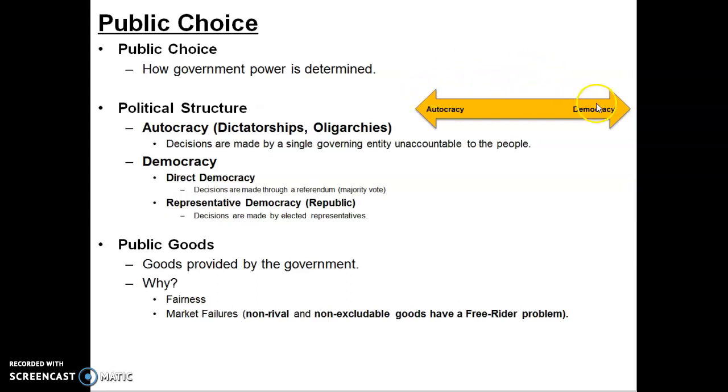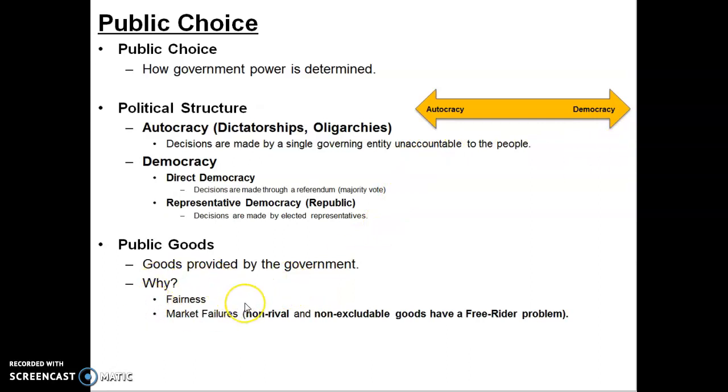That political structure gives us a lot of understanding of government power. But another question comes up when looking at public choice, right? Government involvement. And that is, what goods are going to be provided by the government? And quite frankly, who's going to get them? The debate that surrounds the public goods provided by the government is one that's ongoing in all countries, okay? Whether they're autocratic or democratic.